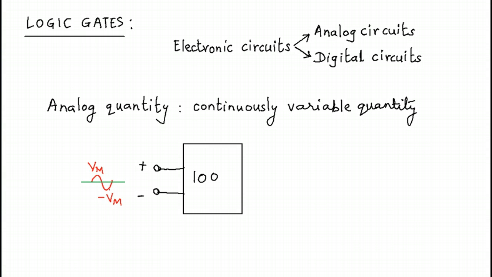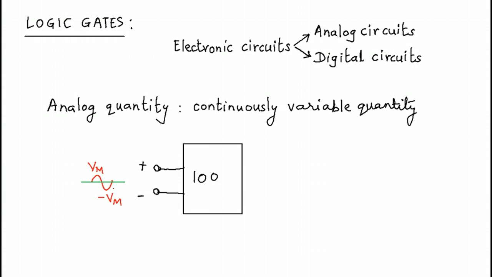So essentially at the input of this particular amplifier, we have got a voltage which can take any value and which does take any value from minus Vm to plus Vm. In other words, at the input of this amplifier, we have got an analog voltage.